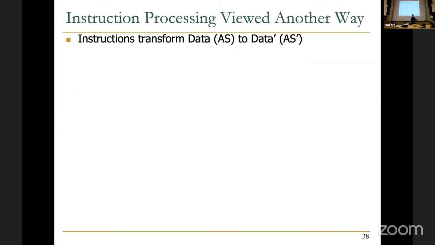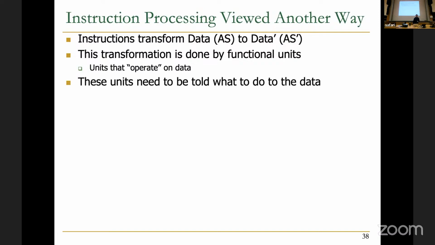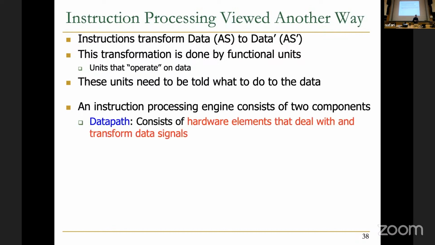Okay, so if you view instruction processing another way, basically the transformation of the architectural state or some data to data prime, architectural state prime, is done by functional units. These are the units that operate on the data. And these units need to be told what to do to the data. So based on this observation, we normally divide an instruction processing engine into 2 components, which is data path and control, essentially. And data path consists of the hardware elements that deal with and transform the data signals. And ALU is one example. Register file is another example, right?